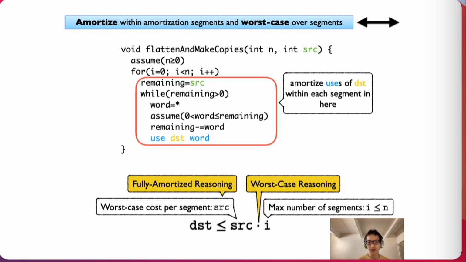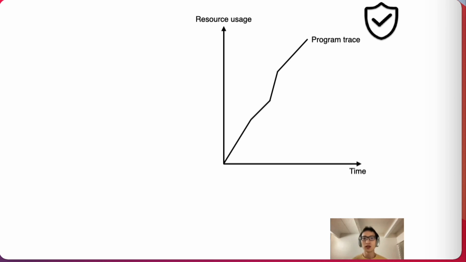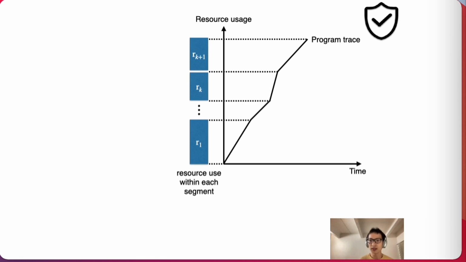While here we visually illustrate segments as a code block, we actually define segments as a partitioning of program traces. Consider an arbitrary program trace. We visualize its accumulated resource usage by this graph. X-axis is time. Y-axis is the accumulated resource usage. Then we partition the accumulated resource usage into segments. The height of the segment represents the accumulated resource usage in the segment. The bottom box, or the first segment, accumulates R1 amount of resources, and the top box, or the current partial segment, accumulates R_{k+1} amount of resources.